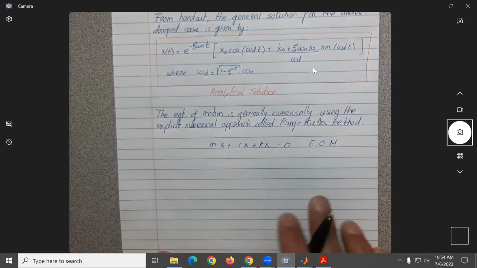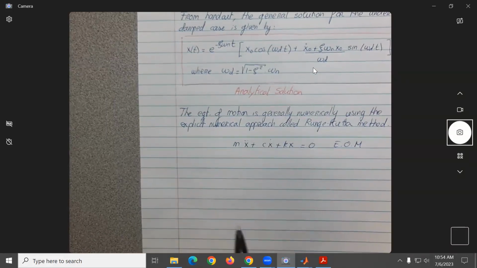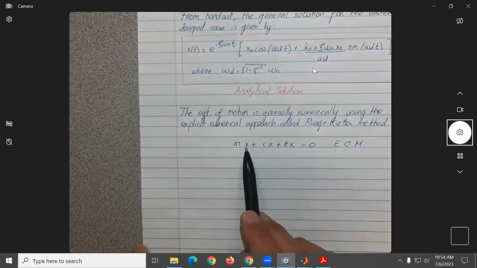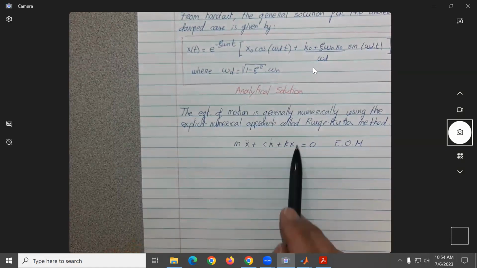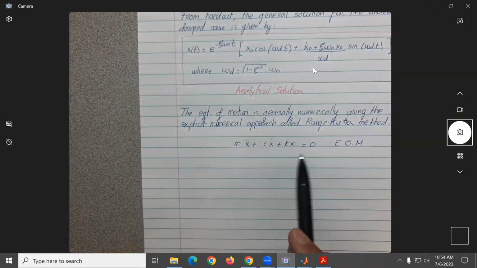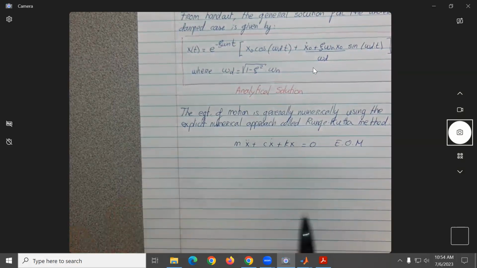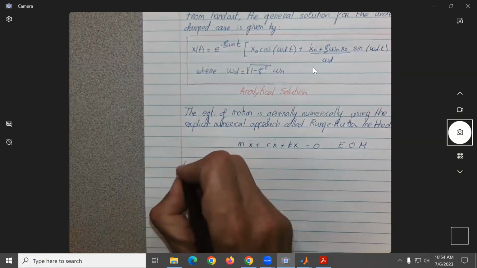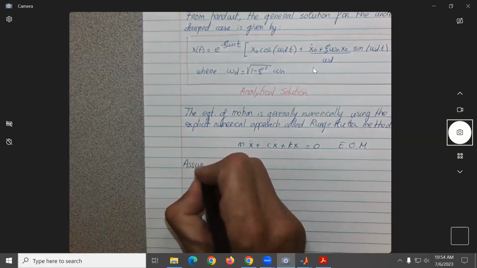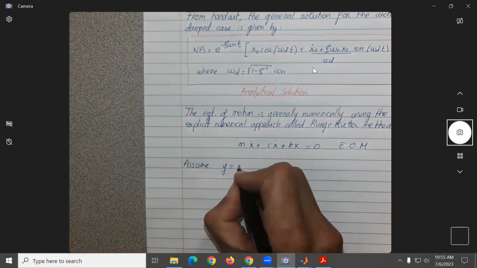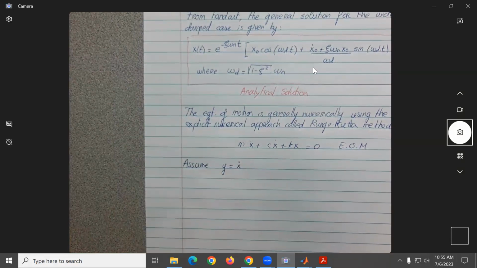Okay, so what we do is rewrite the equation of motion, which is in x double dot. You want to rewrite this equation just in terms of x dot and x. In order to do that, you need to do the state space representation. So you need to assume a new variable, let's say y equal to x dot.